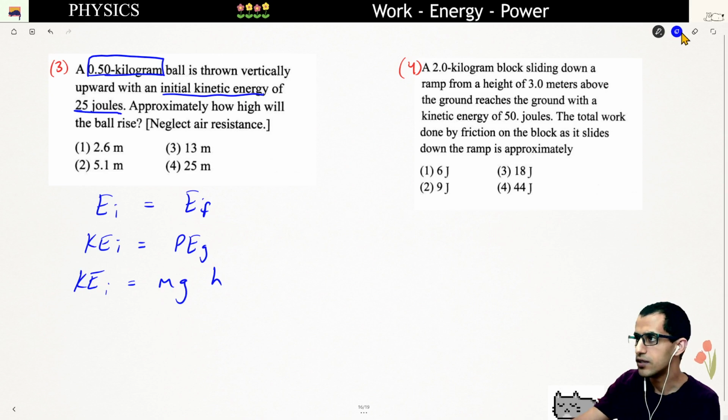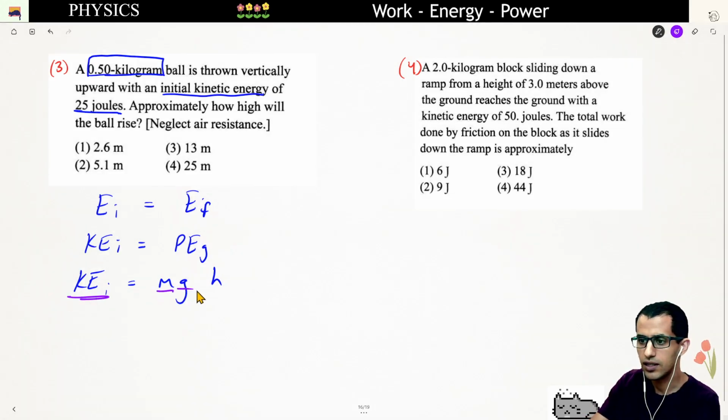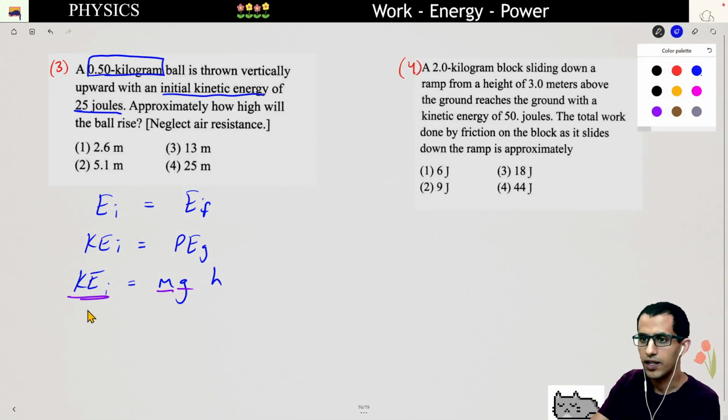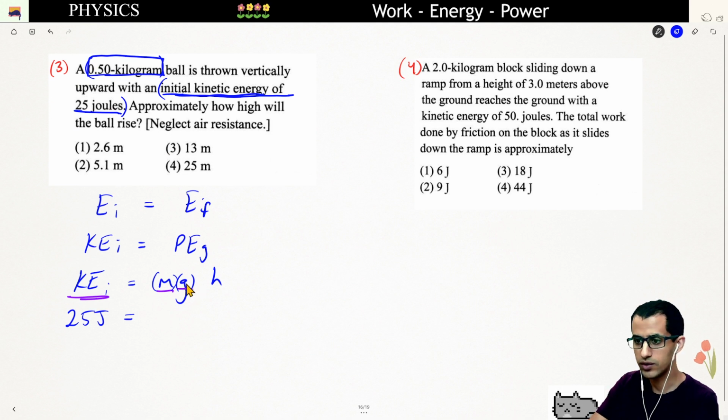So everything that's known is this, and this. This is the only unknown, is h. And when I substitute in my values, I get 25 joules. That's given to us as the initial kinetic energy of 25 joules. And then the mass is given to us as 0.5 kilograms. We know that g is 10 for gravity, although you can use 9.8.